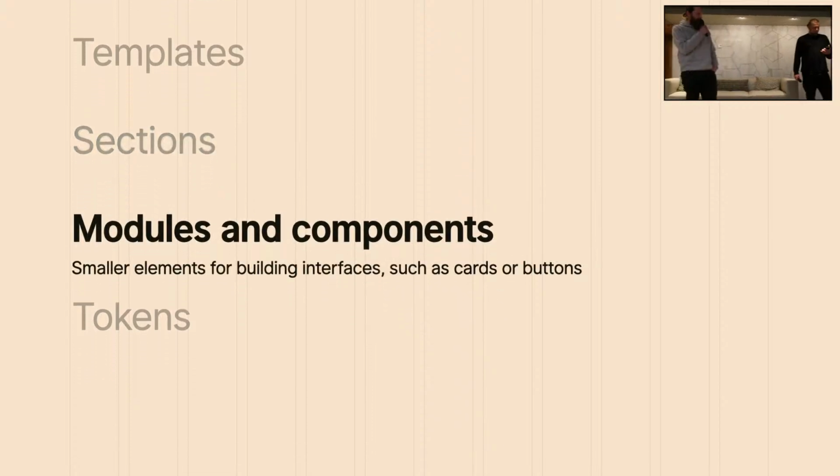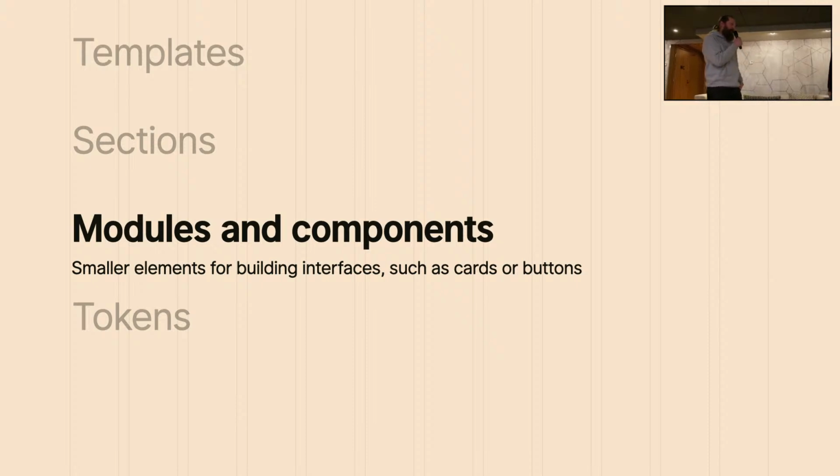Next up, we have modules and components. Components are maybe the most used thing in design systems, and we've named bigger components modules to get a clearer structure and maybe slightly nudge it into two different types of anarchy that you can do.